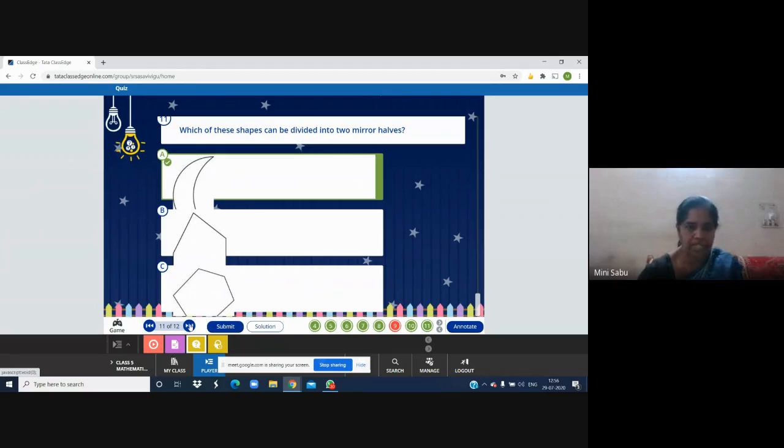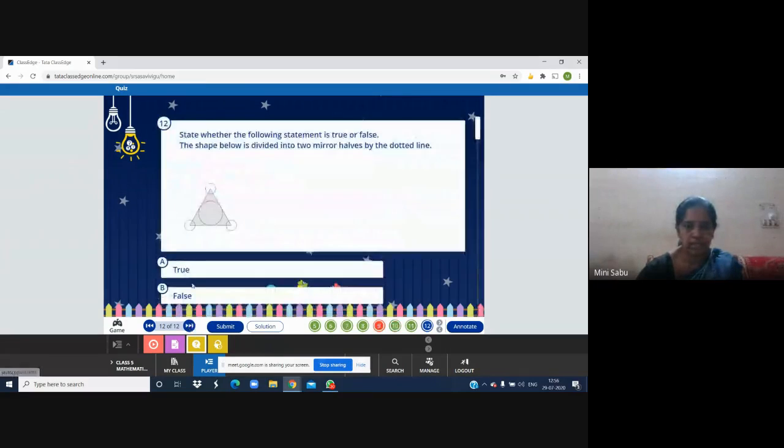Yes. Okay. Now one more question is left out. State whether the following statement is true or false. The shape below is divided into 2 mirror halves by the dotted line. Here a dotted line is there. Then if you cut along this dotted line, will the 2 parts be same? It may not be. So it is false.